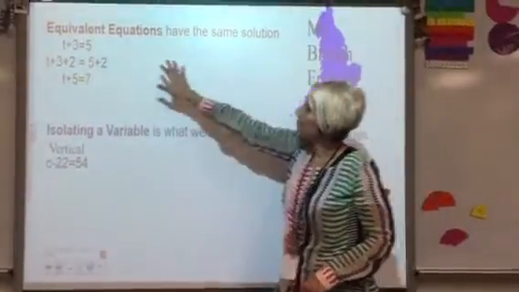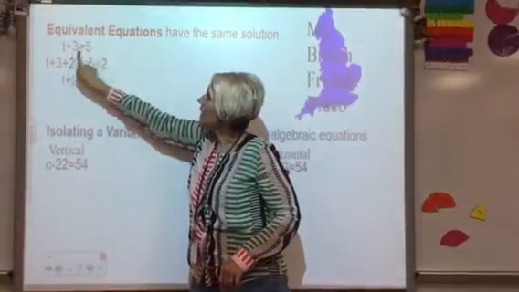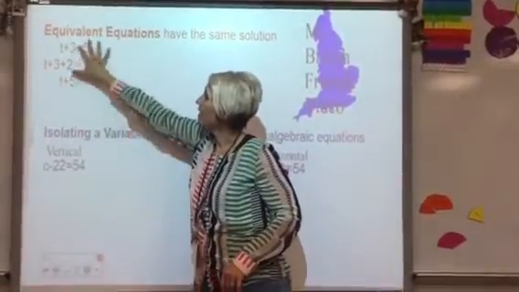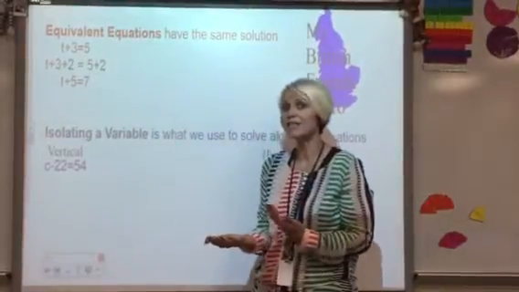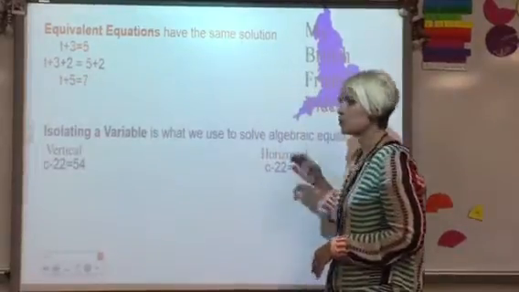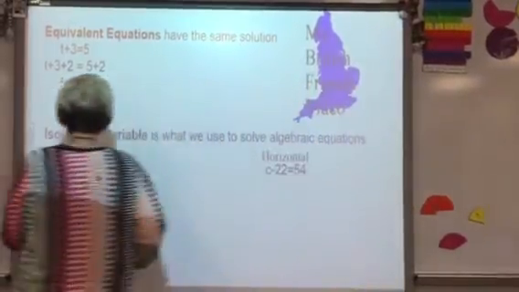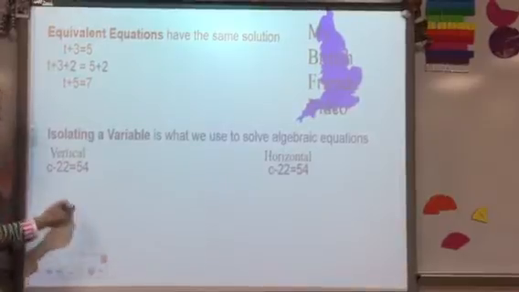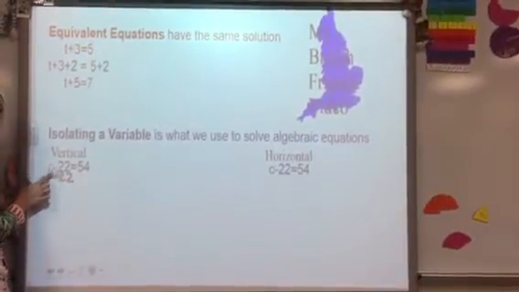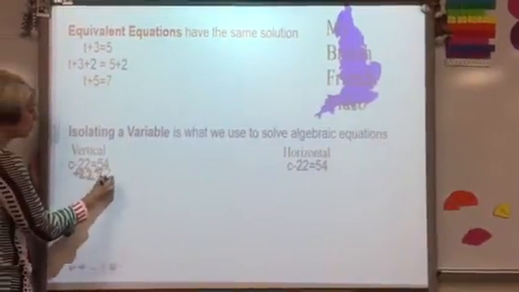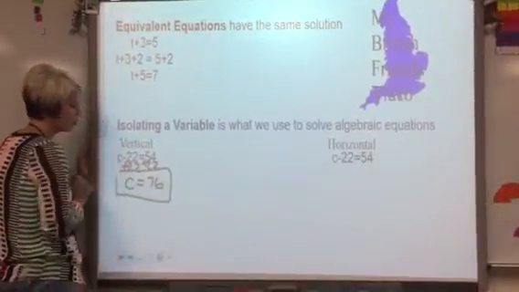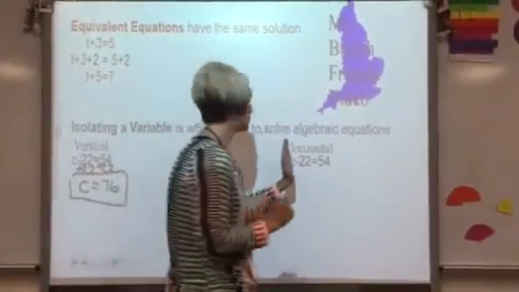So in this situation, T plus 3 is equal to 5. If I add 2 to each side, I would get T plus 5 is equal to 7. It doesn't change what the value of T would be. So if I were going to isolate the variable, which means I'm going to solve for C, in this case I can work vertically, which would be to add 22, because the inverse of subtracting 22 is adding 22. And I would add 22 here as well, and I get C equals 76, and this would be my solution. Or I can work horizontally.